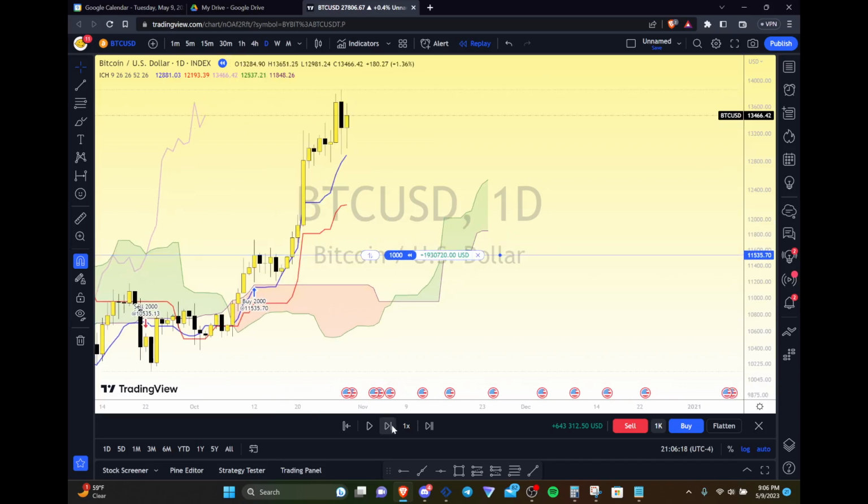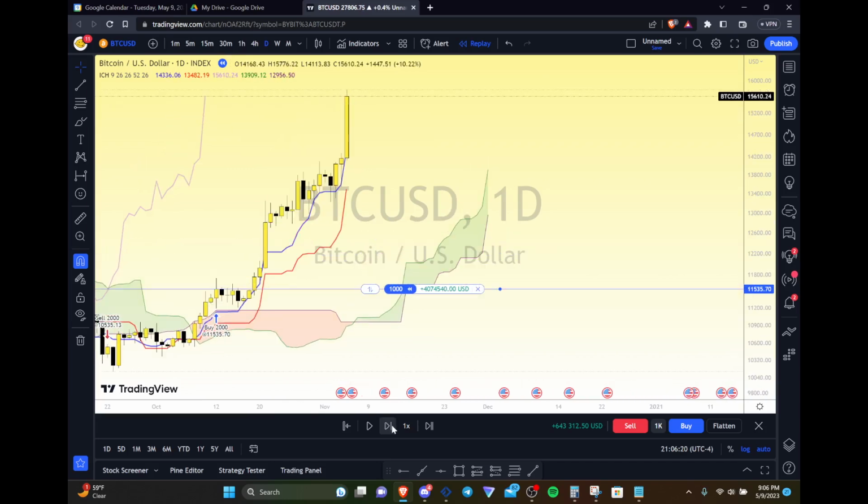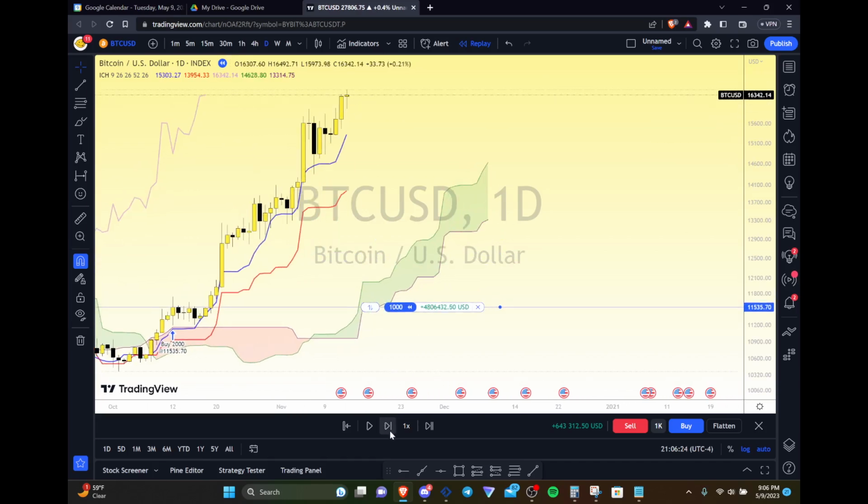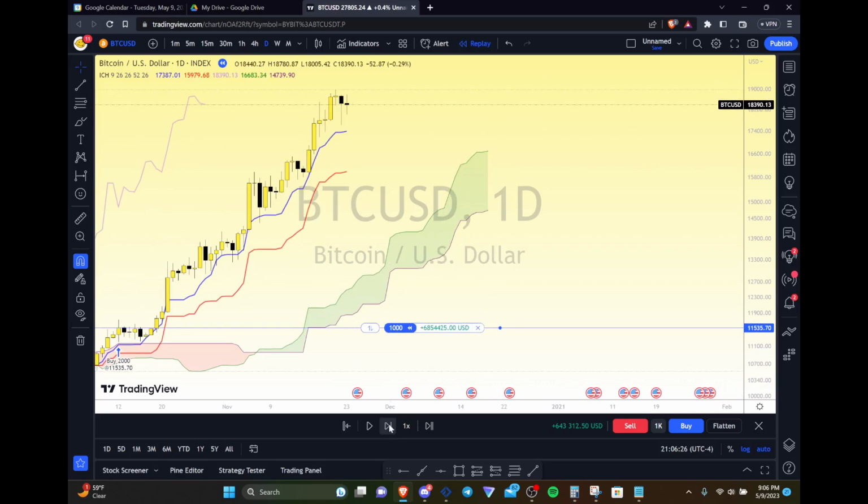Let's keep it going. So I think this is the big move in 2020, right? Yeah, this has got to be the big move that goes pretty high up, like we're talking the 40s. So this trade is about to be absolutely ridiculous.